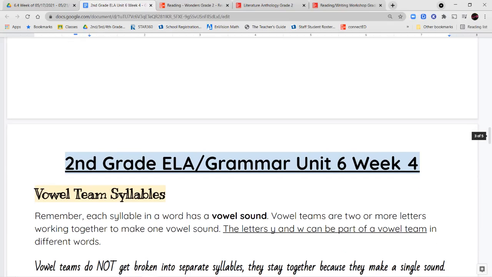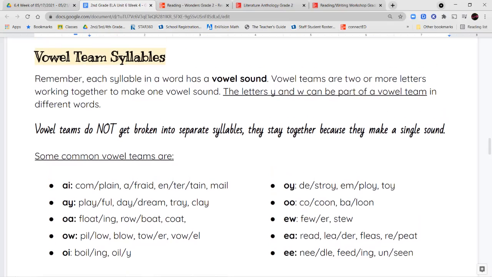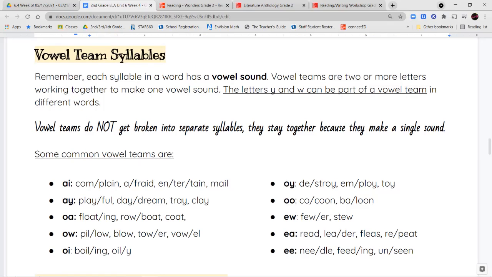Now, when we are talking about vowel team syllables, we're talking about usually two, sometimes more letters that when you put them together, they make a single vowel sound. And it's usually either two vowels or a vowel with the letter Y or the letter W. So some common vowel teams I listed for you over here are A-I, A-Y, O-A, O-W, and so on. We'll go through those in a second.